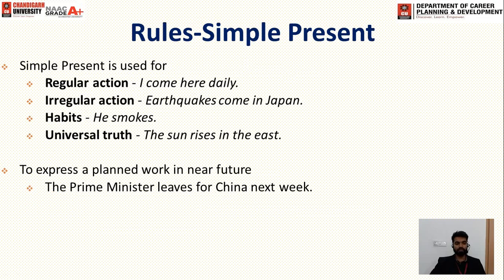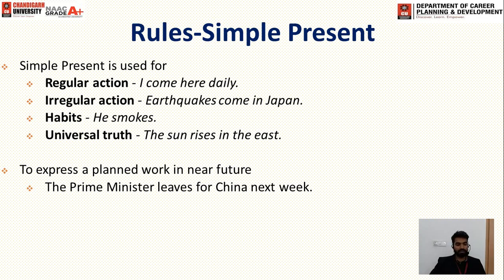Okay, let's move on to some simple rules regarding simple present. Simple present is basically used for regular actions, irregular actions, habits, and universal truths. For regular actions, for example, I come here daily. Irregular action, earthquakes come in Japan. Habits, he smokes. And universal truth, the sun rises in the east.